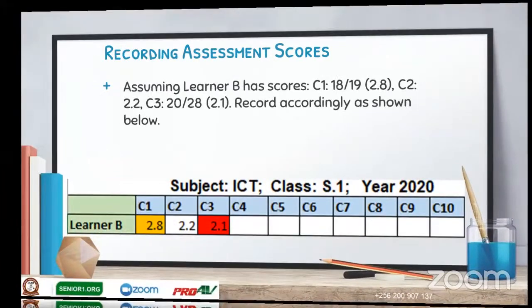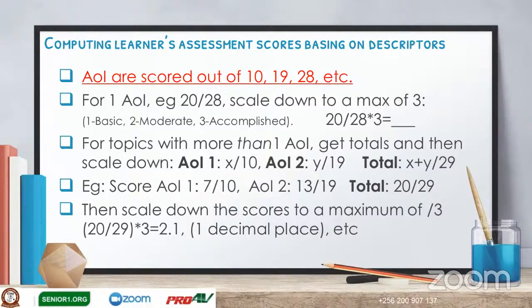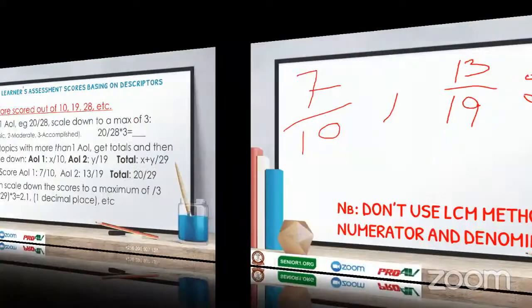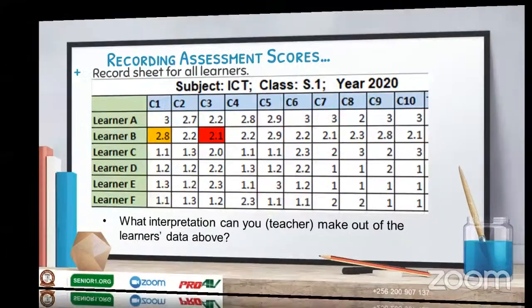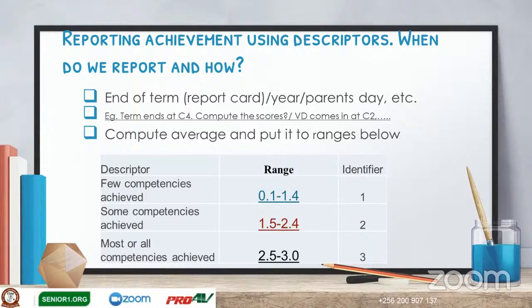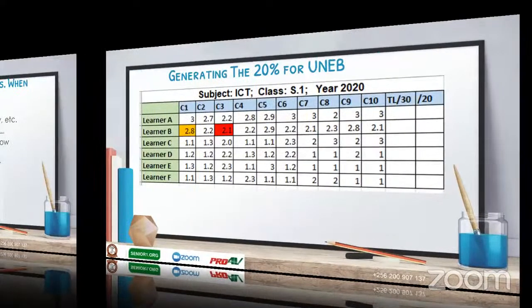So if, for example, you have 4 chapters, or 3 chapters you have covered in the table we have just come from, you get the average of those chapters. If the average falls from 0 up to 1.4, then you can say that this learner has achieved a few competences, is in level 1. Then if it falls between 1.5 to 2.4, that is level 2. And if the learner's average of the chapter scores is 2.5 to 3.0, then that learner is in level 3. So on your report card now, you have to give comments qualitatively.